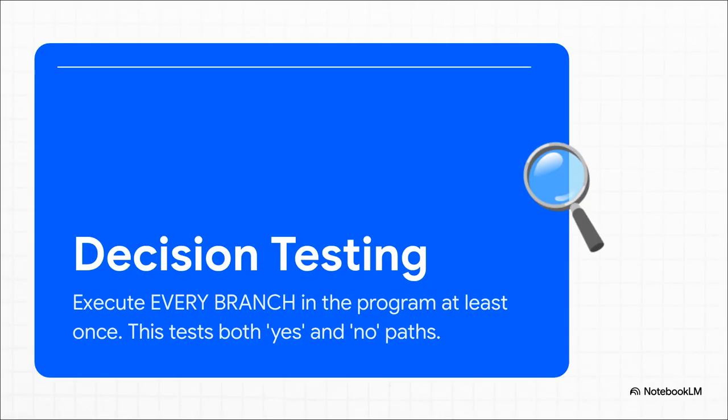For every single fork in the road, every if statement, we have to make sure we test every possible outcome. We need one test that makes the condition true, and we need another test that makes it false. We have to try both the yes door and the no door.